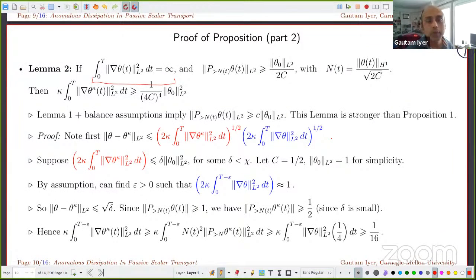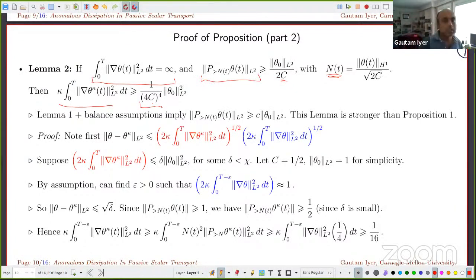So I assume that the H1 norm squared blows up when I integrate in time. And I assume that I keep some constant fraction of L2 energy in high modes. How high? The big N, the frequency I project on, should be comparable to the H1 norm. If I make this assumption, then I claim you have anomalous dissipation, and you have an explicit constant. Whatever this constant C was is exactly what comes here.